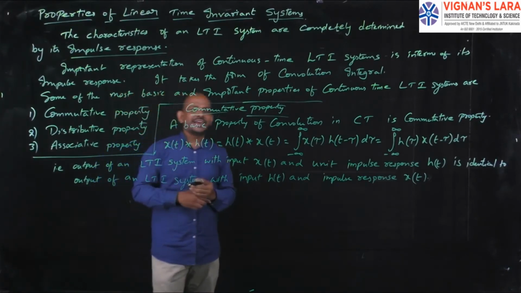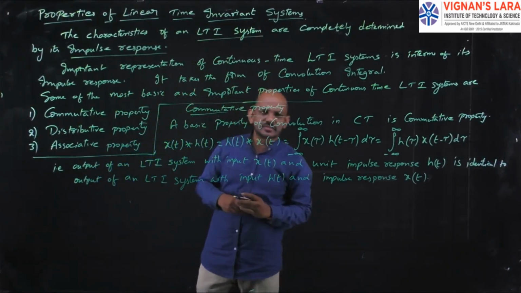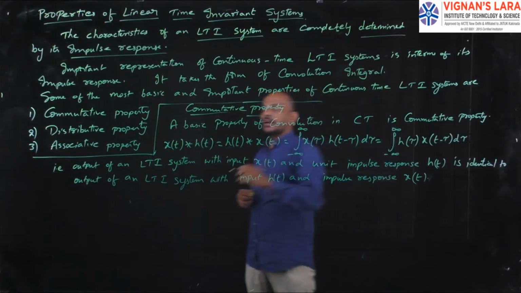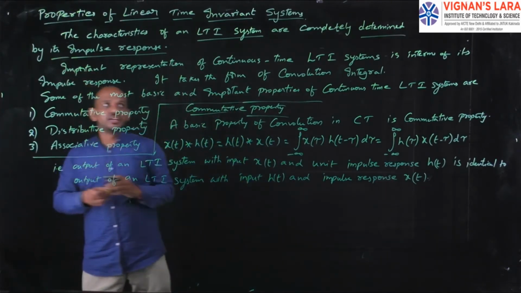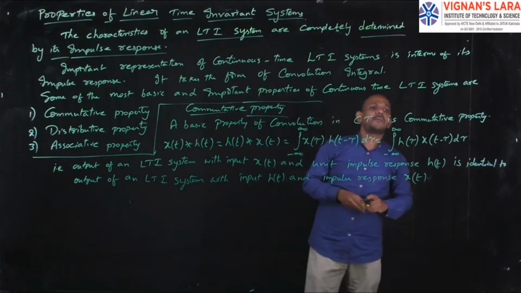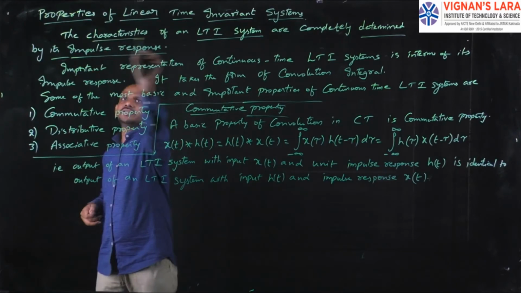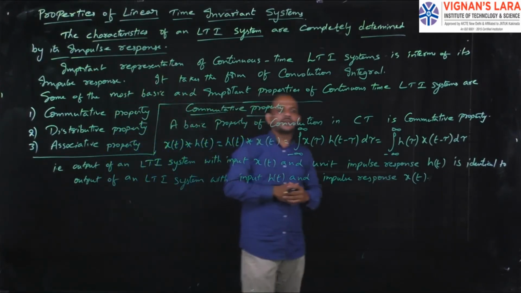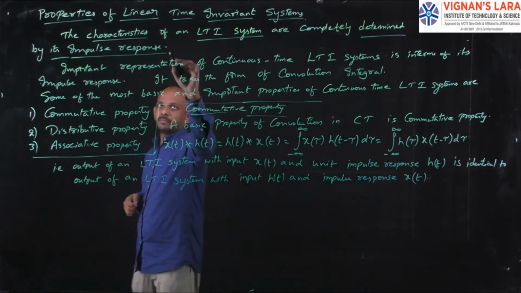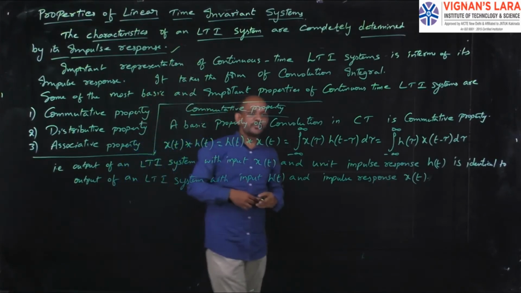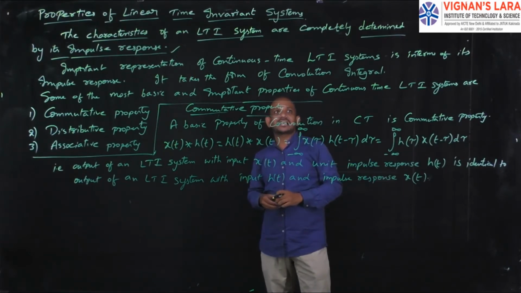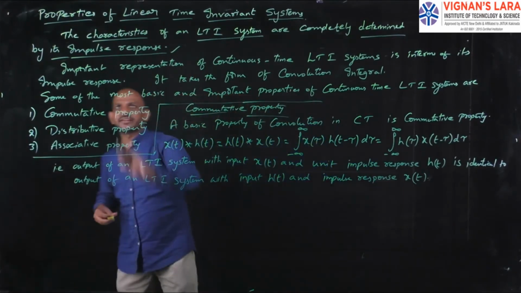So whenever there is an LTI system, linear time invariant system, if I want to know the characteristics of the system, that will be determined by its impulse response. That is, if I know the impulse response of that LTI system, then I can know the characteristics of that LTI system completely. Okay, so important one. How can you know the characteristics of the LTI system? Just by knowing its impulse response. So the impulse response plays a major role while analyzing or finding the characteristics of the system.